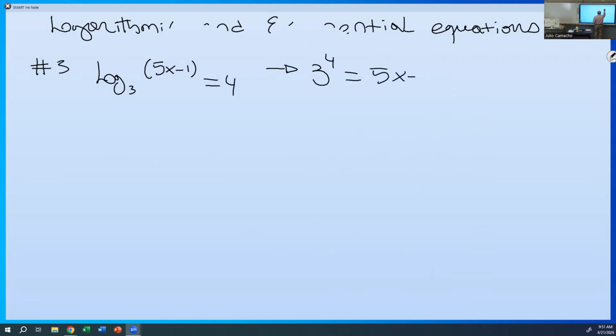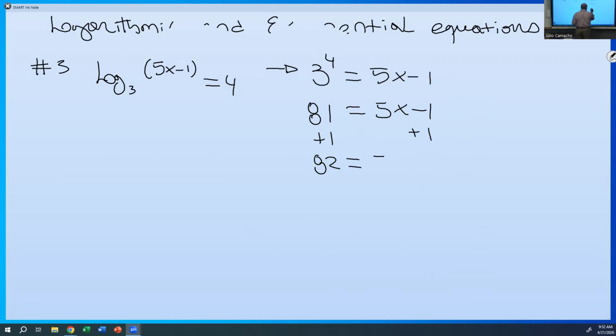Exactly. And then you solve the exponent first. 3 to the 4 is what? 81. So you have 81. No, that's not the answer yet, that's just the 3 to the 4. 81 is equal to 5x minus 1. What do we do next, JC? You add 1 to both sides. Exactly. Plus 1, plus 1. So you have that 82 is equal to 5x.